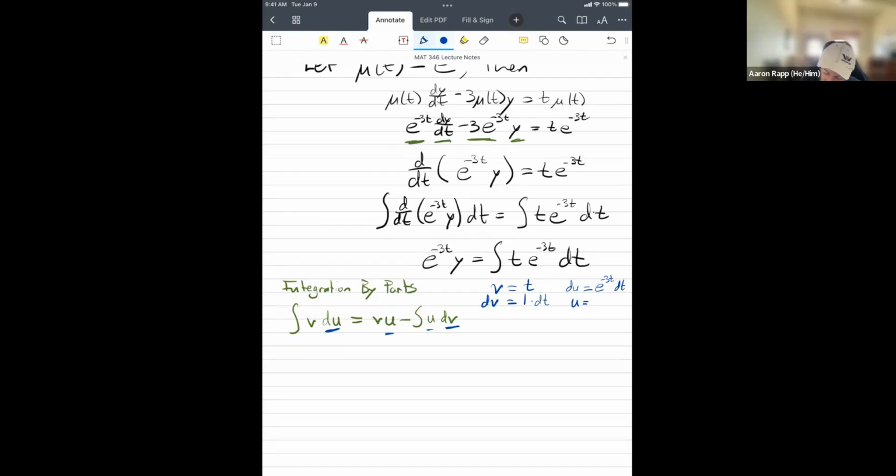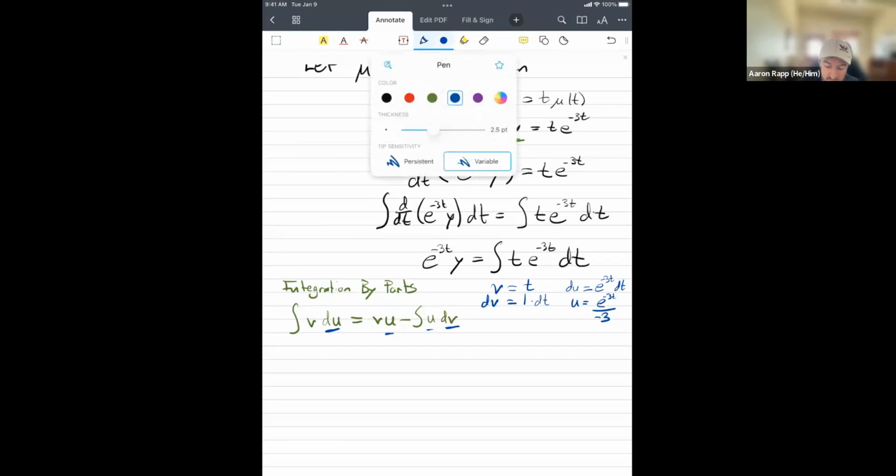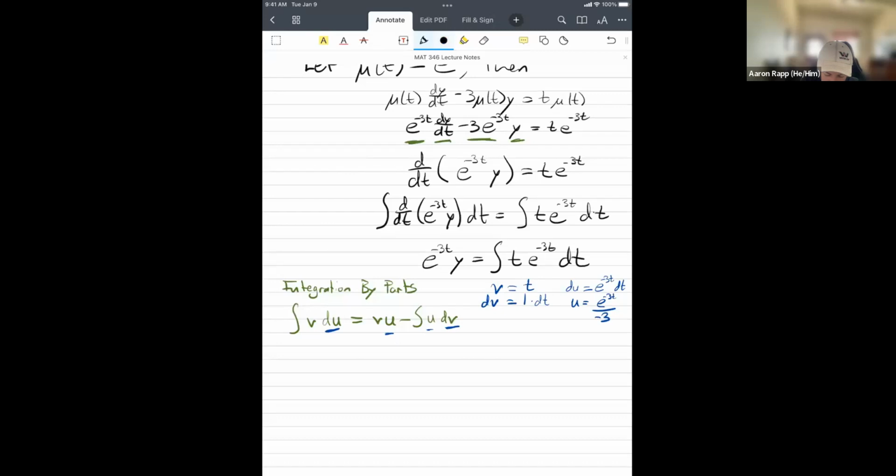In this case, its antiderivative is going to be itself divided by a -3. Because if I take the derivative of what I now see as u, I'm going to be multiplying by -3, then those two -3s will cancel each other out, leaving me with just that e to the -3t. So now I have a new way to rewrite this integral. E to the -3t times y is the antiderivative of t times e to the -3t dt.